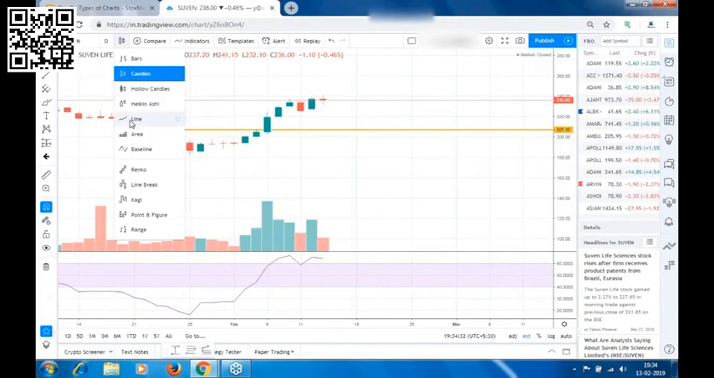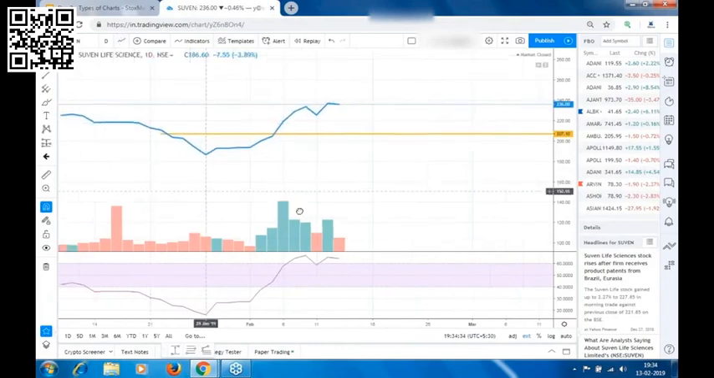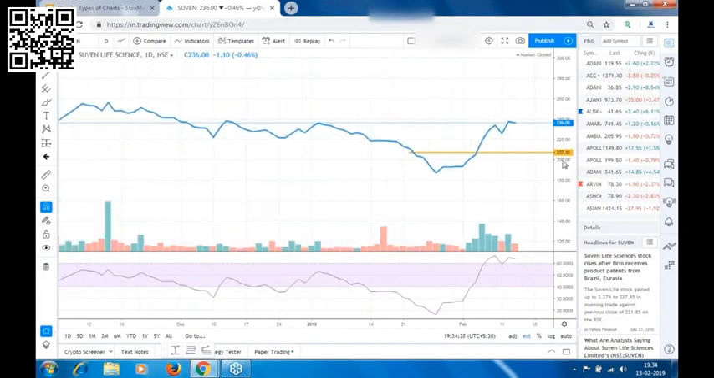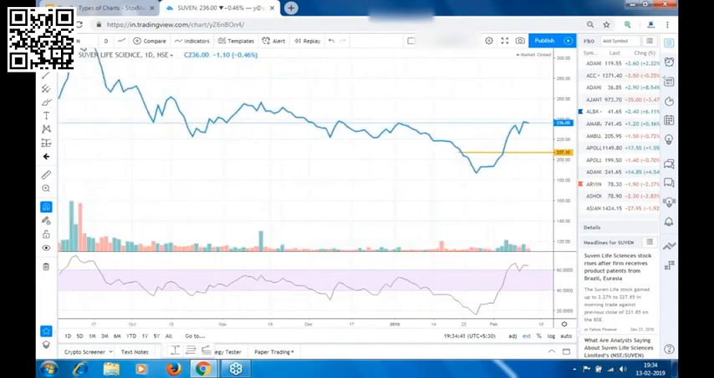Before we move on to the different kinds of candlestick patterns, let's see the charts once again. This is how your line chart looks. It only tells you the closing price. If at any point you put your cursor, it will only give you the closing price of the stock.